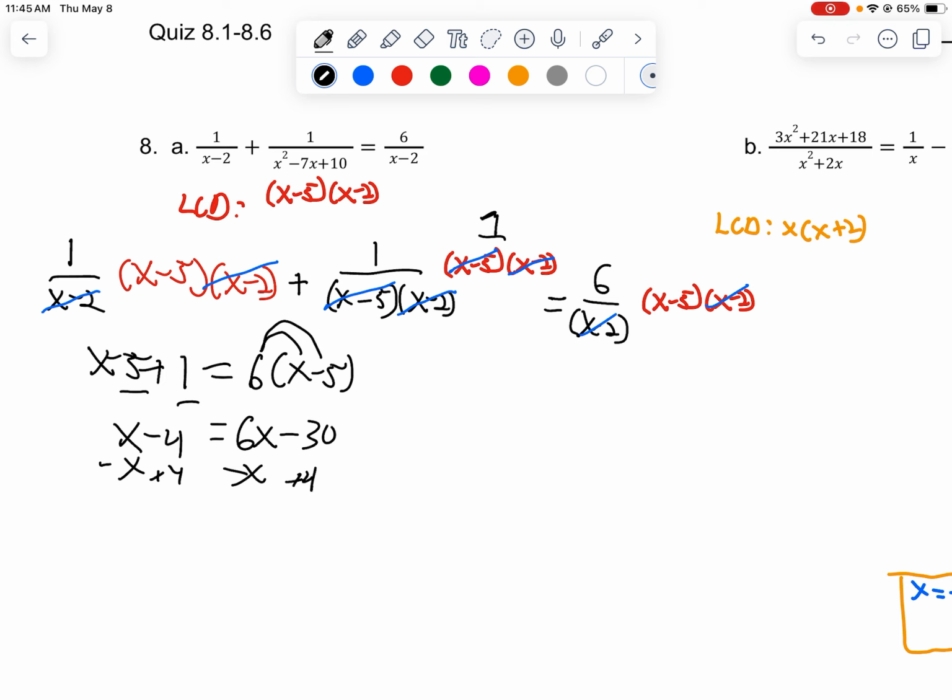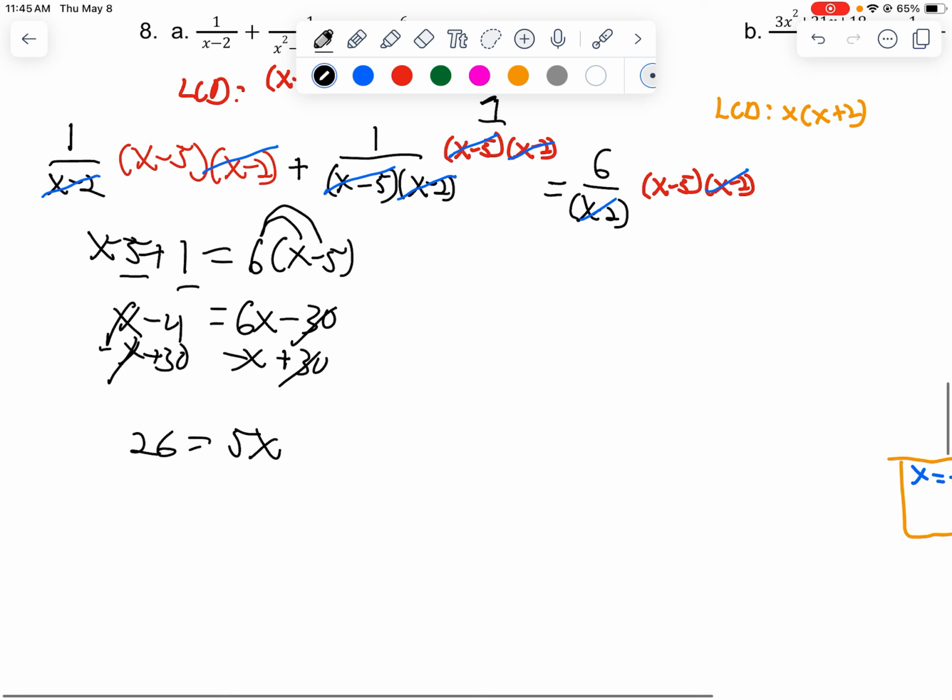or actually, excuse me, adding 30, because I want to get the x's by themselves, and I won't if I add 4. So I'm going to add 30 to both sides. So now x and negative x go bye-bye. You get negative 4 plus 30, which is 26. Here, 6x minus x is 5x, and the 30s go away. Dividing by 5, you get x equals 26 over 5.